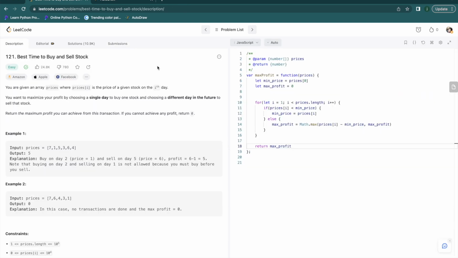So it is one of the most frequently asked questions in interviews. I don't know the exact reason why, but yeah, it is important to understand this problem and know how to solve it during an interview. So I would highly recommend practicing this problem.